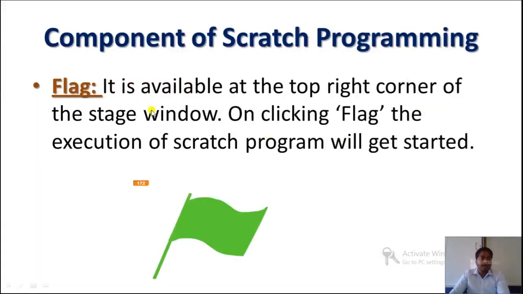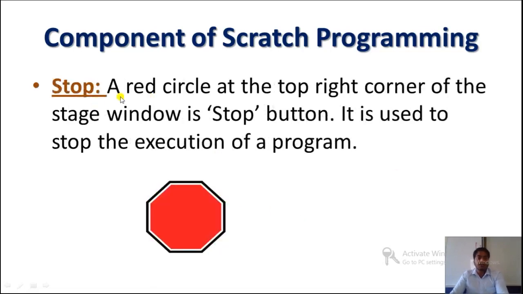Now we have the flag. It is available at the top right corner of the stage window. On clicking the flag, the execution of the Scratch program will get started. So this allows us to start the execution. Suppose we have created one program in Scratch programming and we want to execute it. This green flag allows us to execute that particular program. I will show you that once we finish the stop button also.